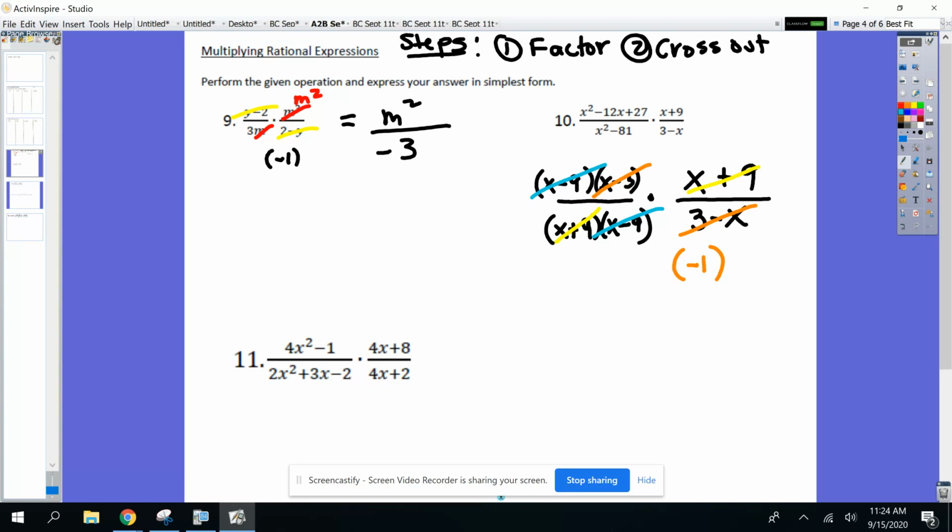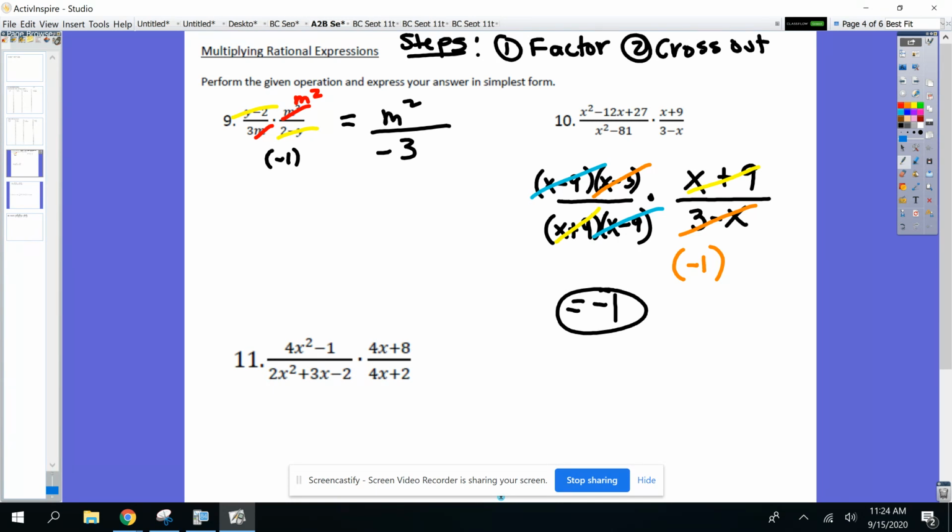Okay. We crossed out everything, but what's still remaining? Negative 1. So after all that work, our final answer is just negative 1. Okay. Anybody home? Questions there?